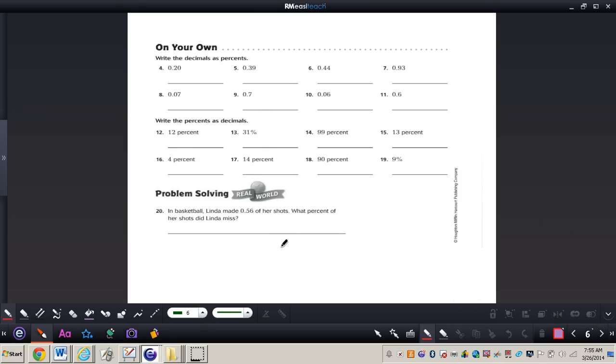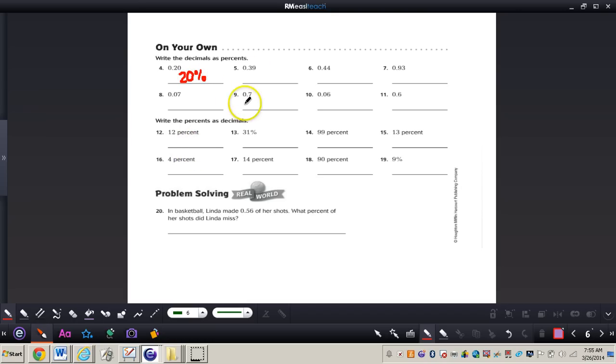Let's take a look at some more problems here. Okay, we have numbers 4 through 11. It says write the decimals as percents. Let's do a couple of these first of all. So remember that 20 hundredths actually means 20 out of 100. So we could even take that decimal 2 places to the right, okay, making that 20 a whole number, and changing that to 20% there.